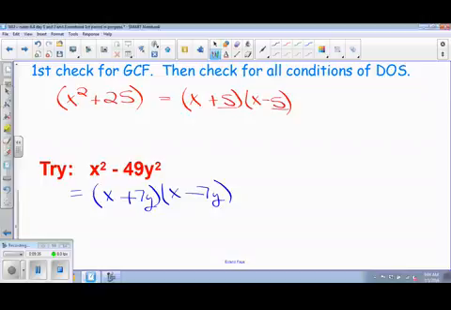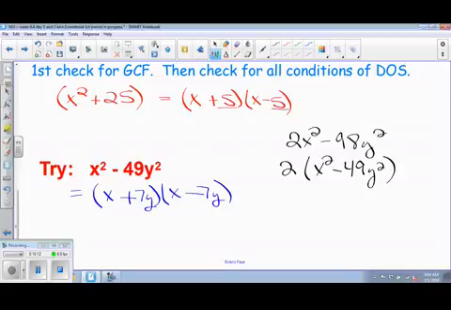But they could have a problem disguised like this: 2x squared minus 98y squared. Is it the difference? Yes. Is that a perfect square? 2 is not a perfect square. 98 is not a perfect square. But do I have a greatest common factor here? I can divide them both by 2, right? So first I factor out my greatest common factor. So that's 2 times x squared minus 49y squared.